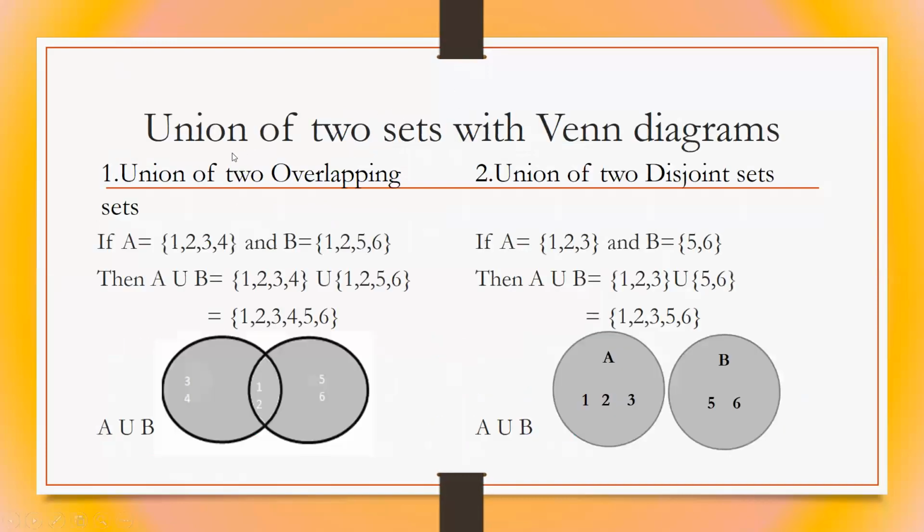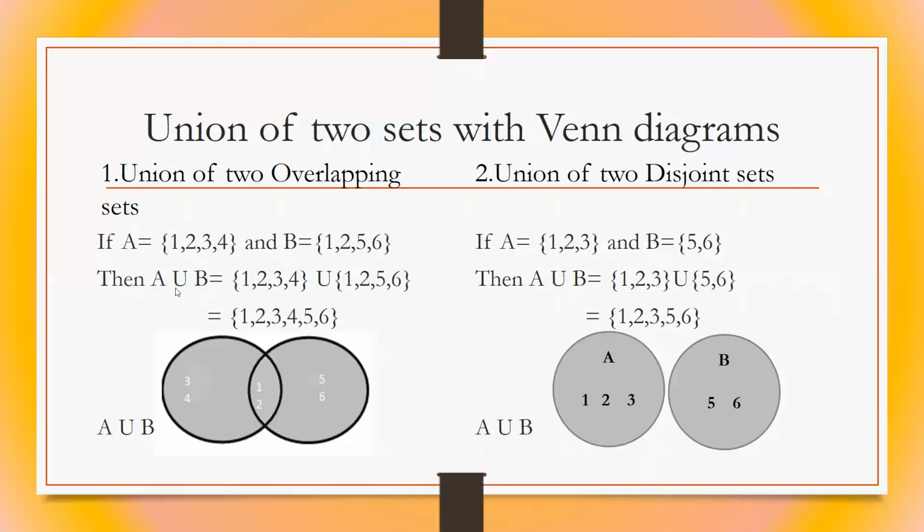Okay. Now, let's look at example number 1. Here, the union of two overlapping sets. Students, A contains 1, 2, 3, 4 and B contains 1, 2. Okay, Ajwa, I'm going to explain disjoint sets again. Don't worry about that. A contains 1, 2, 3, 4 and B contains 1, 2, 5, 6. Look at the screen carefully, Ajwa.